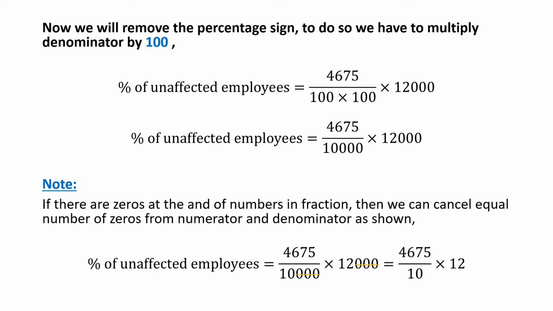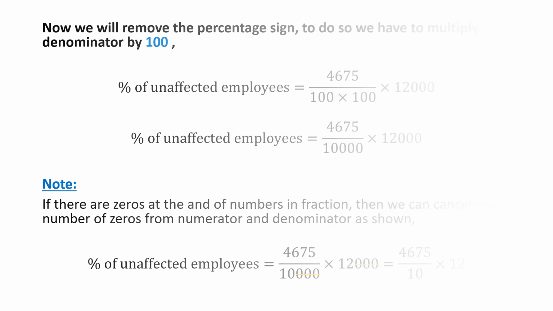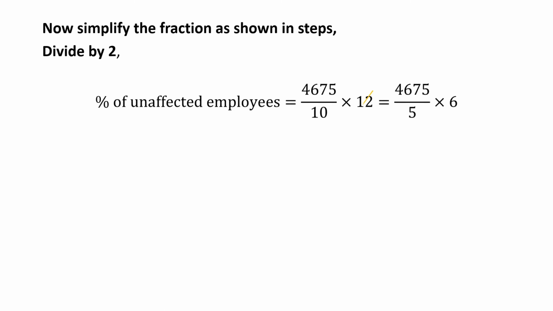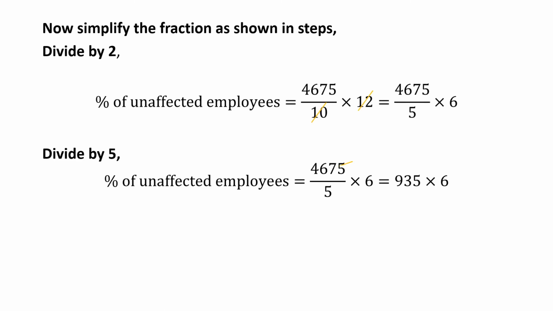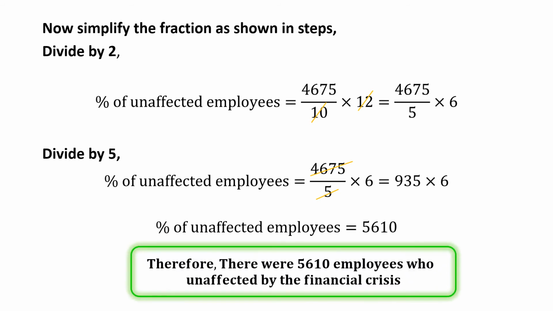Now we will remove the percentage sign. To do so we have to multiply the denominator by 100. If there are zeros at the end of numbers in a fraction, then we can cancel an equal number of zeros from the numerator and denominator as shown. Now simplify the fraction as shown in steps. After simplification we have 5,610, therefore, there were 5,610 employees who were unaffected by the financial crisis.